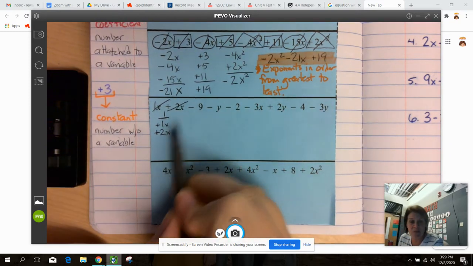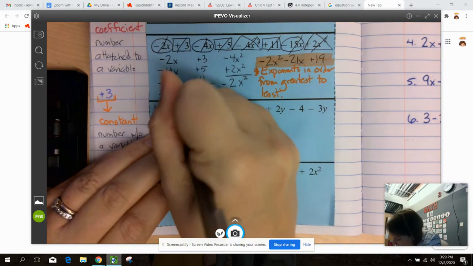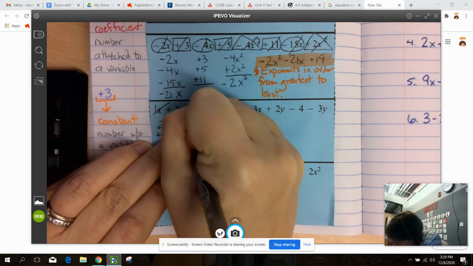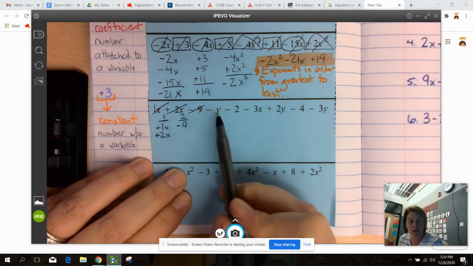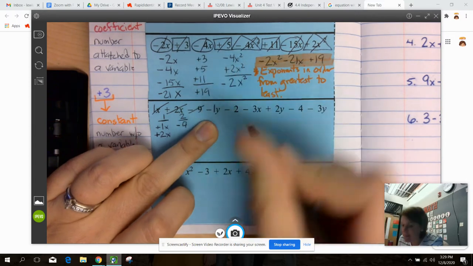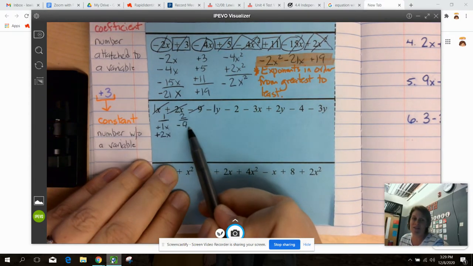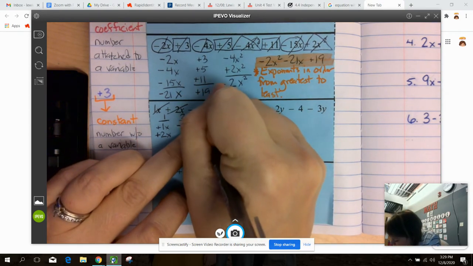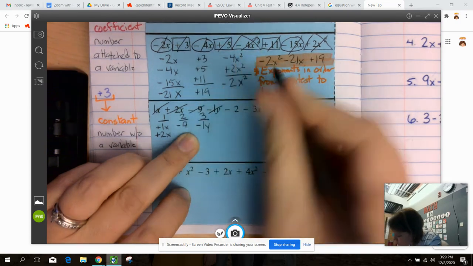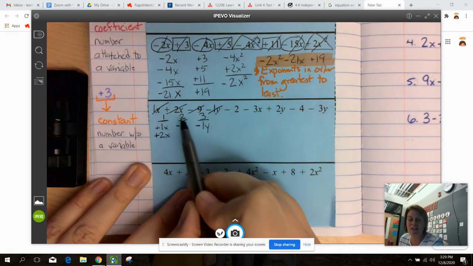Now, can this one go with these? No, because it's a constant. It does not have that. So this is going to be column number 2. Column number 2 is going to be constant. I've used that. Well, here's a negative y. Remember, there's an invisible 1 there, but it's a negative y. That's not the same as this, and it's not the same as this. So this is going to be a third group. It's going to be negative 1y. I've used that. Negative 2, where would that one go? It's going to go in group 2.